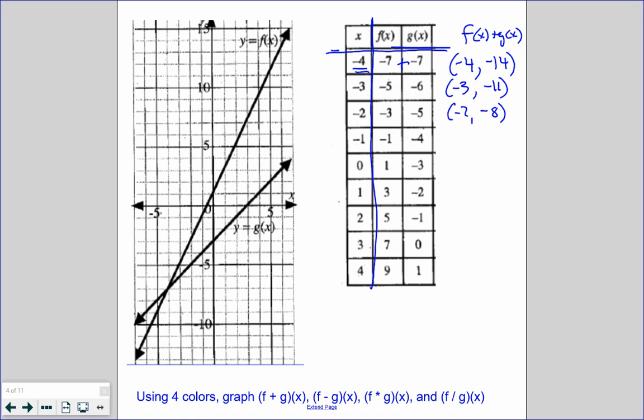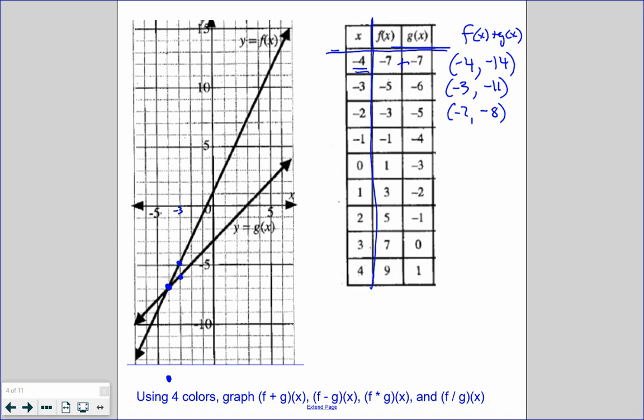So if I didn't give you the table, but I gave you the graph, again, what you would do is you would find a point on f and a point on g. Okay, so they each have -4 comma -7, -4 comma -7. Now we go -4 comma -14. So it's way down here. And then the next one, so at -3, we have this point and we have this point. So again, the points line up vertically.